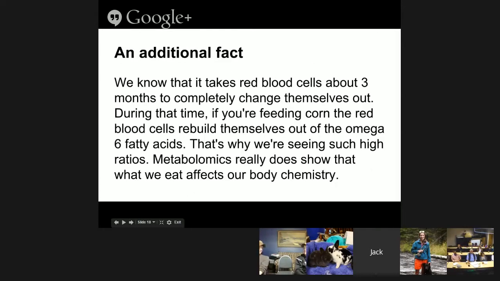An additional fact, we know that it takes red blood cells about 3 months to completely change themselves out. During that time, if you're feeding corn, the red blood cells rebuild themselves out of the omega-6 fatty acids. That's why we're seeing such high ratios. Metabolomics really does show that what we eat affects our body and chemistry.